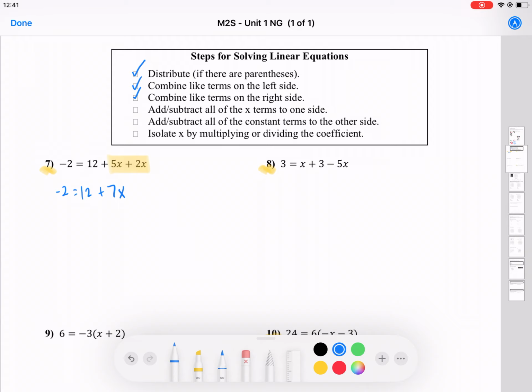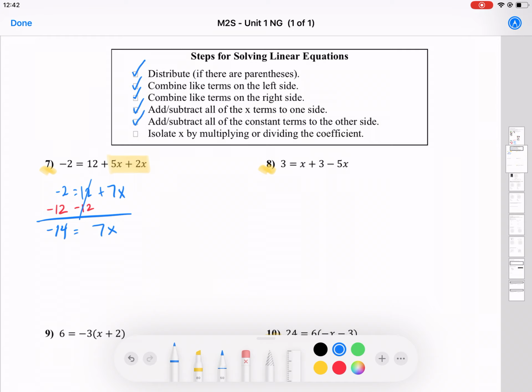Then we're going to add or subtract all of the x terms to one side, which we're done there because they're all on the right side. Then we'll add or subtract the constants. So this positive 12, I'm going to move away from the x. So I'm going to subtract 12. And I would get negative 14. So negative 2 minus 12 is negative 14. 12 minus 12 is 0, and that equals 7x. So we're done with that step.